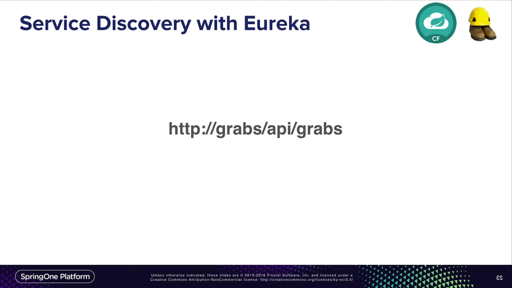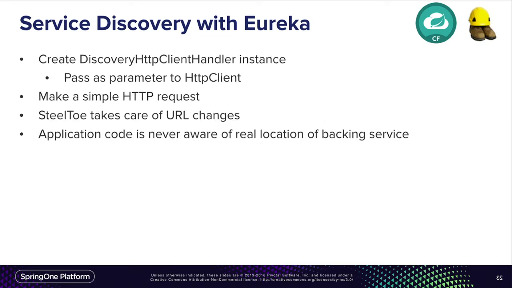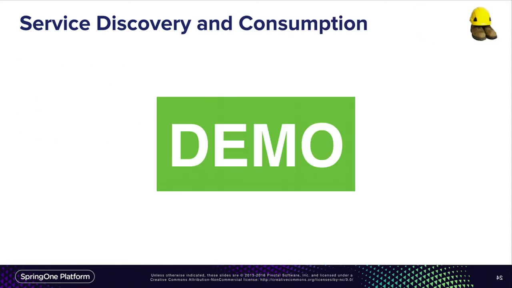So to do this in .NET Core and Steel Toe, it's actually surprisingly easy. The first thing we're going to do is create a discovery client handler, and we pass that to the stock .NET Core HTTP client. And then as soon as we make a simple HTTP request, Steel Toe takes over and swaps the logical URL with the last known URL of the service I'm trying to talk to. And then, as I said, the application code is never aware of where that service really is. So we're going to do a demo and show adding service discovery.